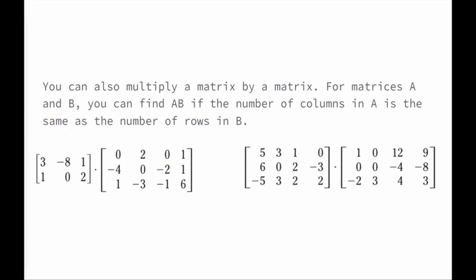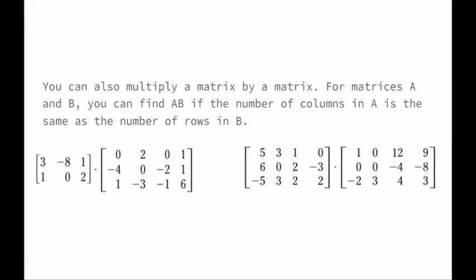Here's where things get a teensy-weensy bit tricky. You can multiply a matrix by a matrix. In order to multiply a matrix by a matrix, you can multiply them if the number of columns in A is the same as the number of rows in B.